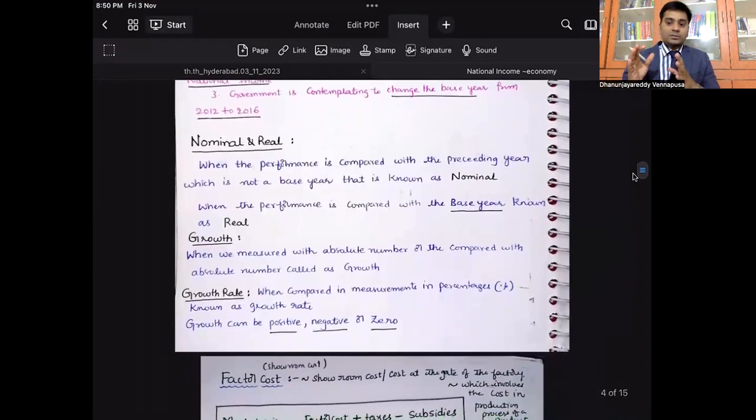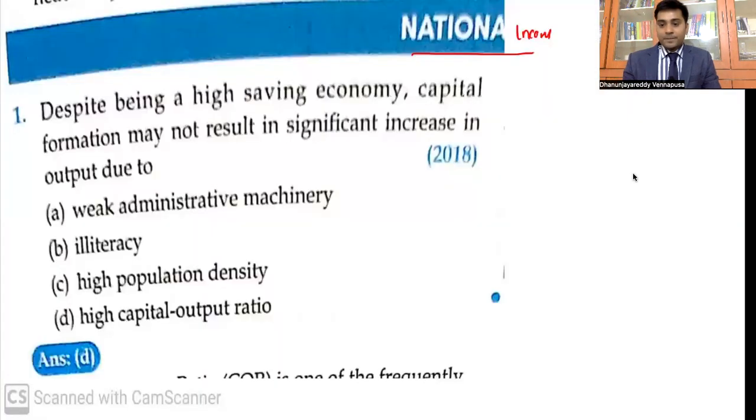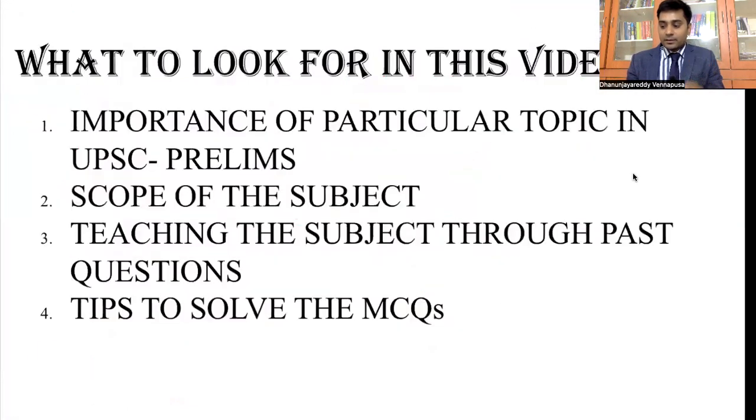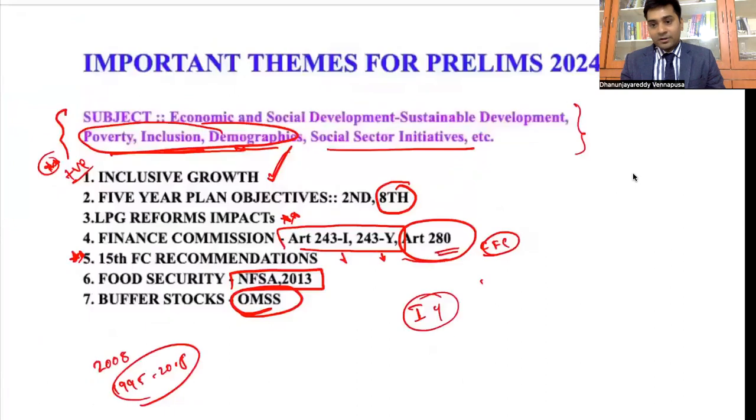But this is the scope of the subject. I was just telling you about the scope of the subject, right? So this is the scope of the topic of national income in economics as far as this subject is considered. Importance of a particular topic, I will show you the importance of national income by previous year questions, and we'll learn the subject also through here. So let's start with the first question today.